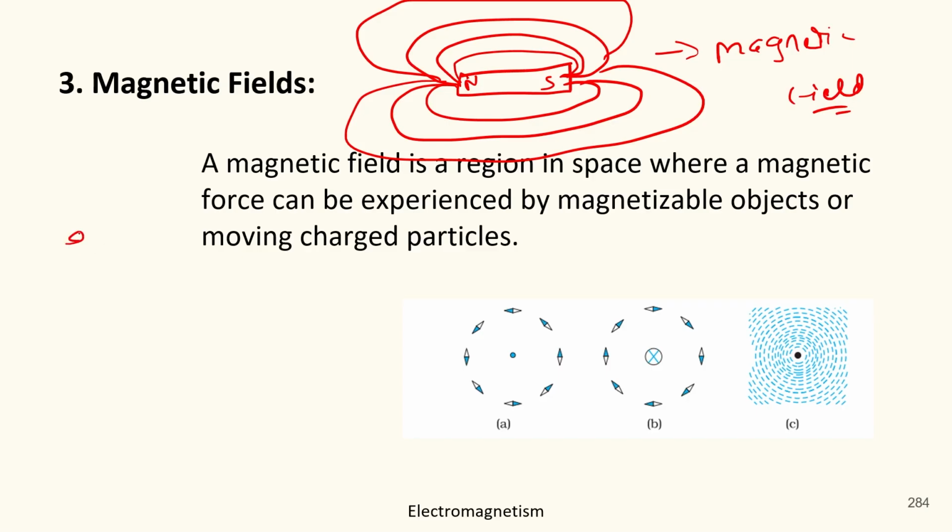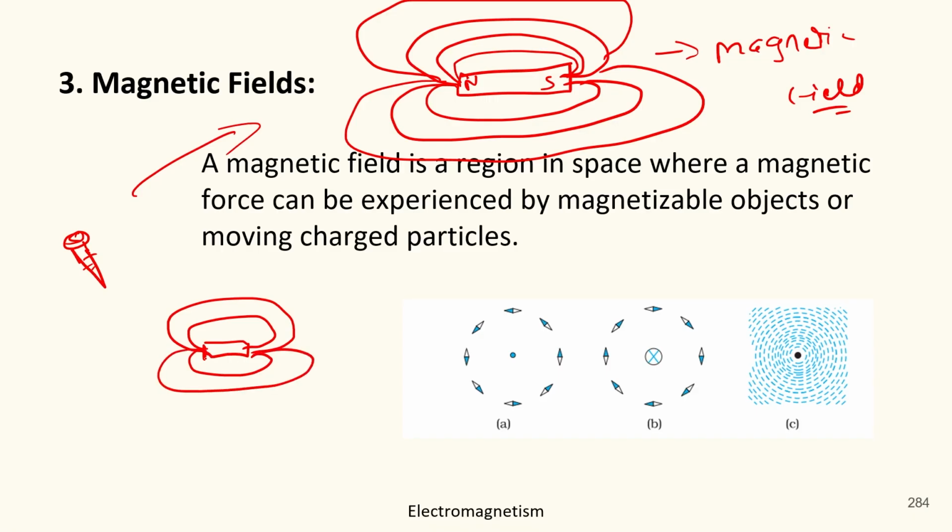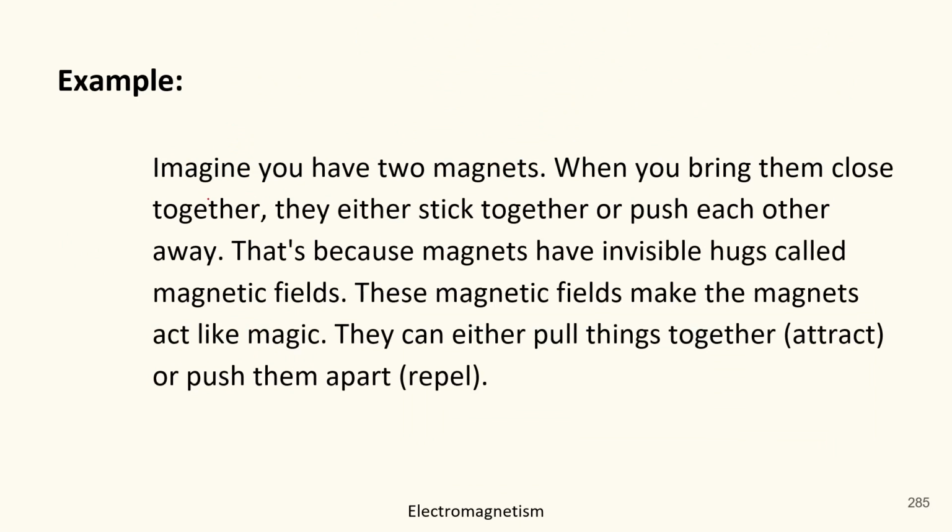Suppose you have some iron nail. If you put this iron nail here, then it will not be attracted towards this magnet. But in another case, if this is the magnet and this is the magnetic field, you put this iron nail inside this magnetic field, then it will be attracted towards the magnet. So that is an example of the magnetic field. Got it? Now come to another example.